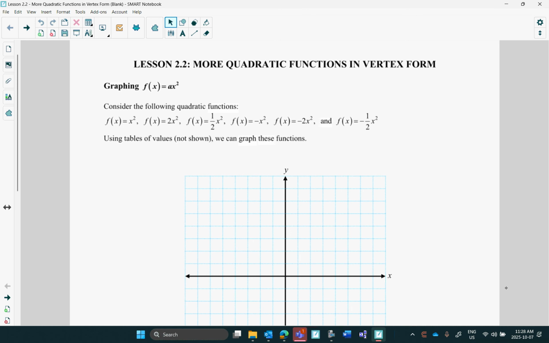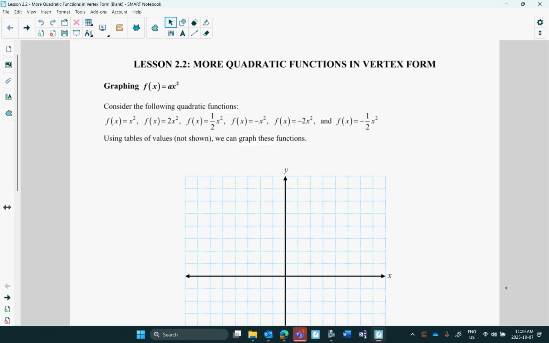In the last lesson, we learned about quadratic functions. How can you tell if an equation is a quadratic function? What has it got in it? It's got an x squared. Okay? If it just has an x, it's a line. If it's got an x squared, it's a parabola.